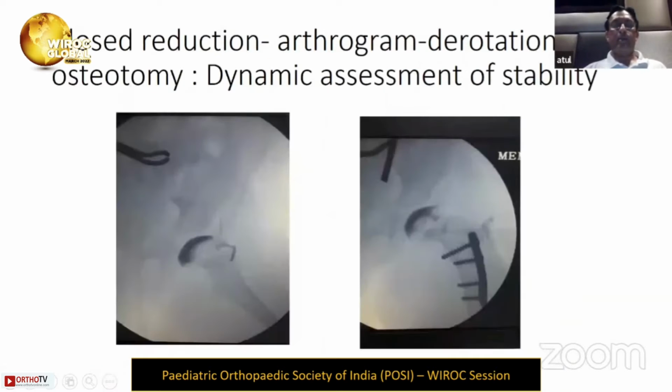And this child then underwent closed reduction with dynamic arthrogram to see the congruity of the socket, whereas osteotomy was done to stabilize the hip. So I think this is again a useful technique, to do an arthrogram to gauge the shape of the head and then decide the type of procedure required.